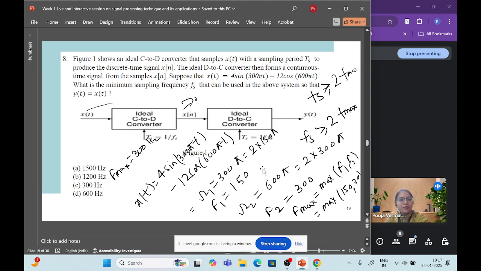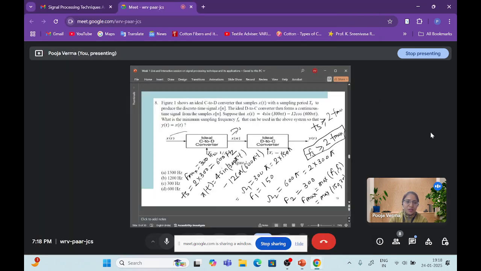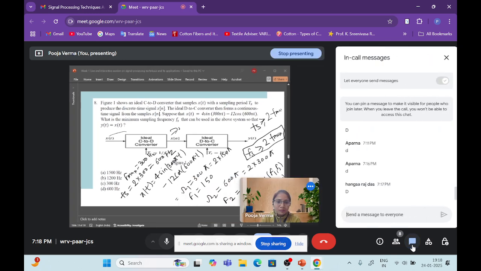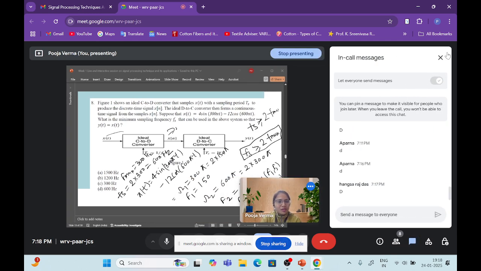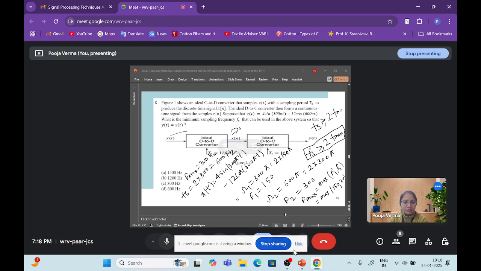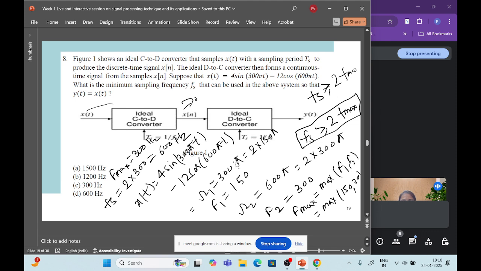Now we have got F maximum, so from here we can find Fs. Fs is equal to 2 into 300, so 600 hertz. So which option is correct for this question? Option D is the correct answer. Fs is equal to 600 hertz. Here is the final solution. So option D is the correct answer.